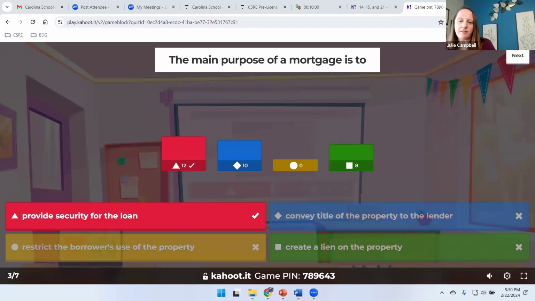It does create a lien. That's like a side effect, an after effect. But again, the whole purpose is to provide security, offer security to the lender.